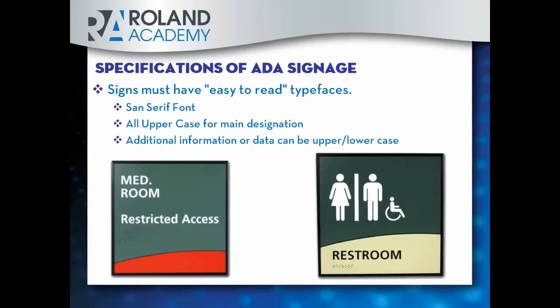All signs have to have an easy to read typeface. For the typefaces, customers are typically going to use a sans serif font. Arial is the most common one. Futura is another that's typically used. For the main designation, so restroom, medical room, men's, women's, these have to be in all uppercase. Whereas additional information, such as in the medical room sign here where it says restricted access, can be upper and lowercase, it doesn't matter.